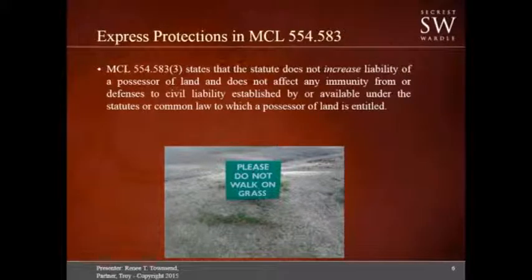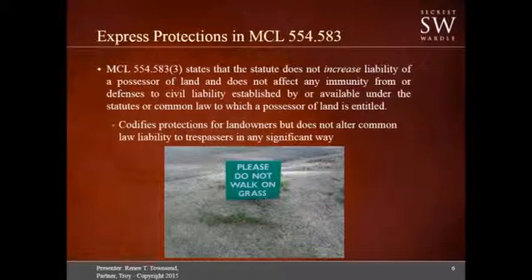The statute does not increase the liability of a possessor of land and does not affect any immunity from or defenses to civil liability established by or available under the statutes or common law to which a possessor of land is entitled. The statute codifies protections for landowners, but does not alter the general rules regarding trespassers under the common law in any significant way.